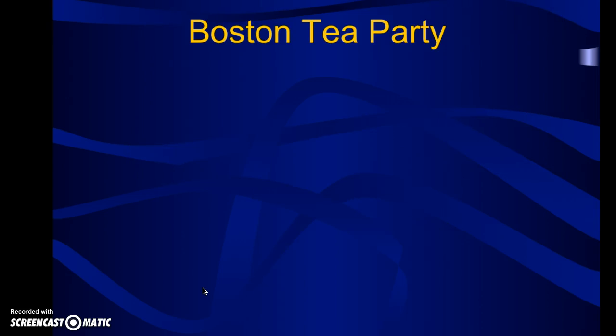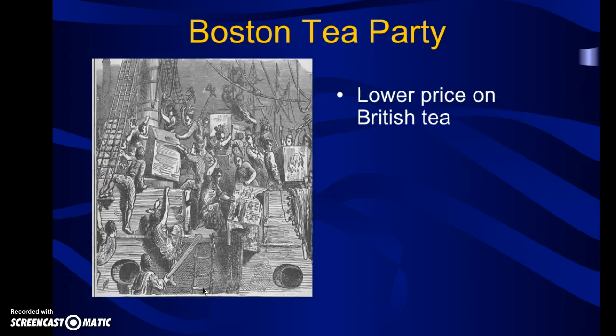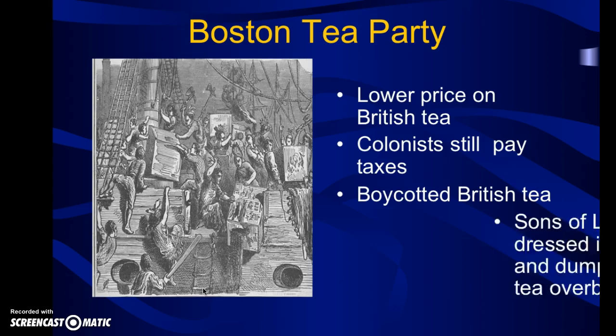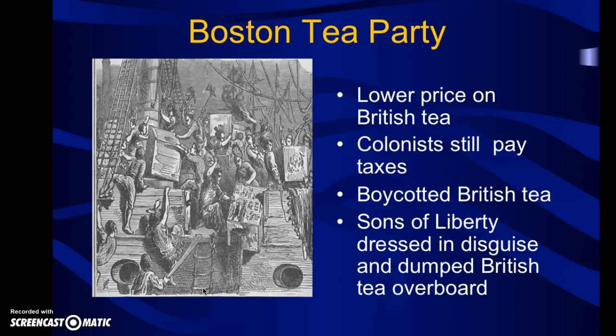The Boston Tea Party. Lower price on British tea. Colonists still pay taxes. Boycotted British tea. Sons of Liberty dressed in disguises and dumped British tea overboard. This enraged Britain, and new taxes were placed upon the colonies after this happened.